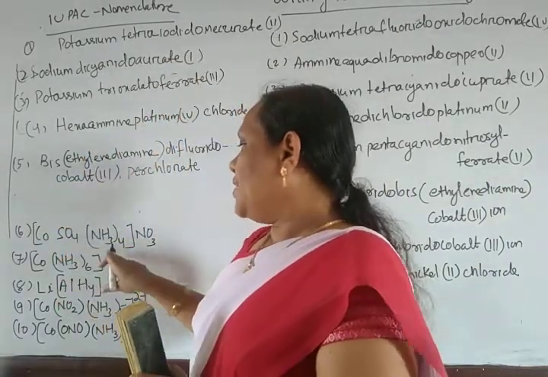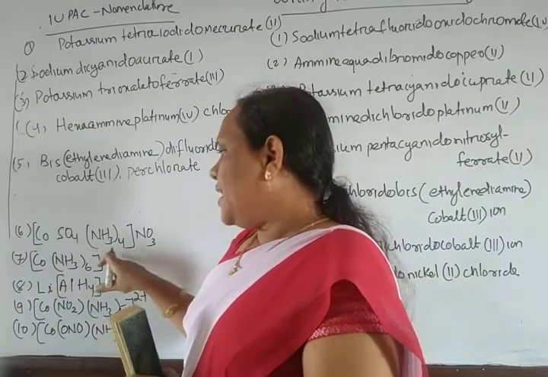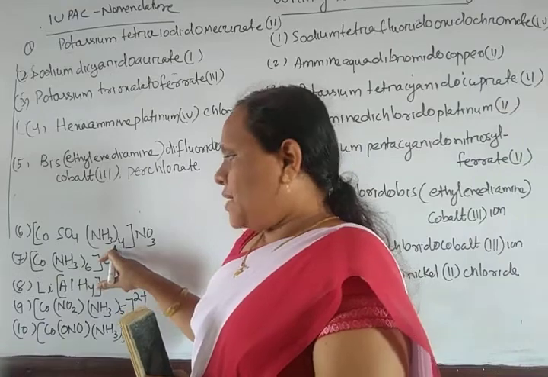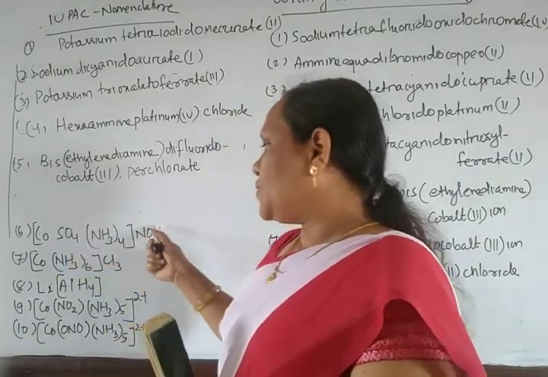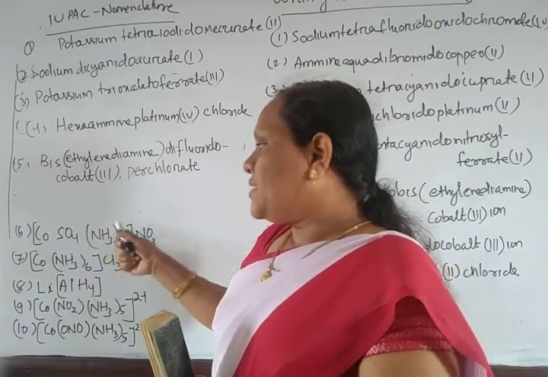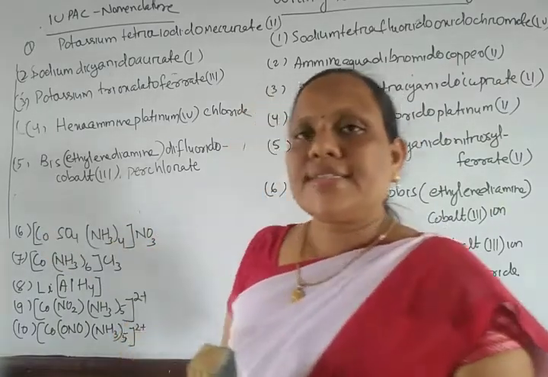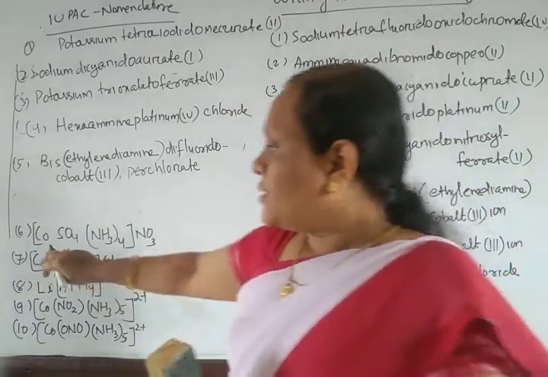Next, come to question number 6. Co, SO4, NH3 4, NO3. This is sulfate and this is amine. So amine comes first, but in sulfate the charge is minus 2, and nitrate charge is minus 1. Ammonia is neutral. Cobalt has charge plus 3. Its oxidation number is plus 3. So what is the name of this compound?